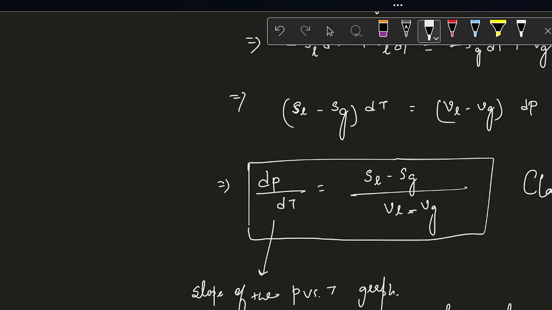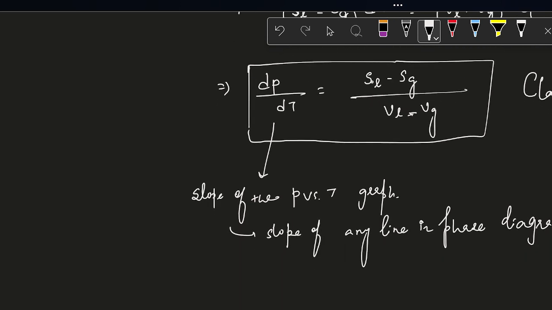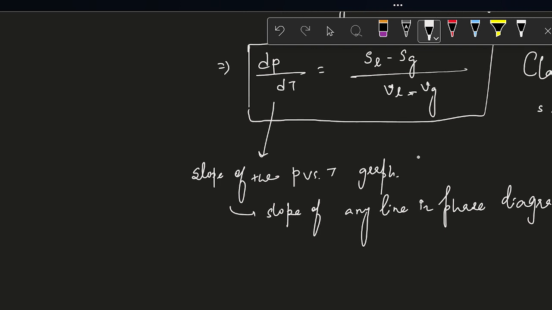So this is the slope of any line in the phase diagram, and that is represented as the difference in entropy between the two phases, divided by the difference in the reduced volume. This is not the total entropy; small s equals capital S by capital N, and small v equals capital V by capital N, for the liquid and gas phases. Now you can directly use the formula to get our answer.